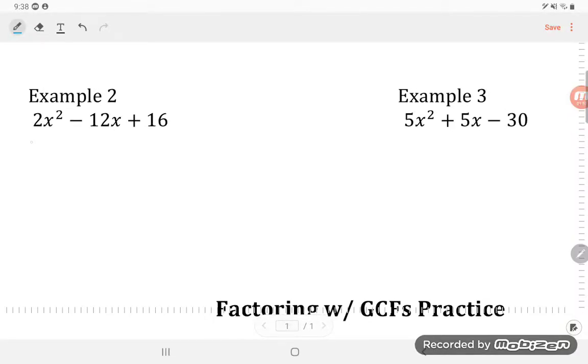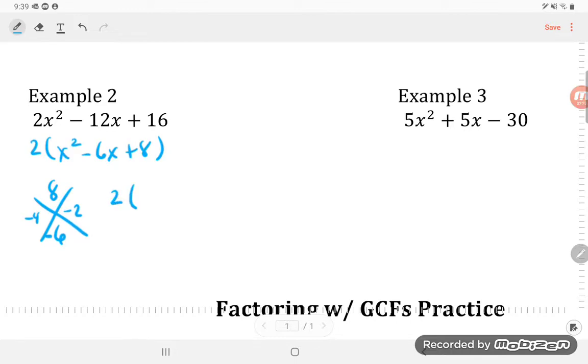For example 2, our GCF is 2 because all of these terms have a 2 in common. And once we take out the 2, we're left with x squared minus 6x plus 8. In the top of our x is an 8. And the bottom is a -6. Two numbers that multiply to give +8 and add to give us -6 are going to be -4 and -2. When we write our answer, we have 2 on the outside, x minus 4 times x minus 2.